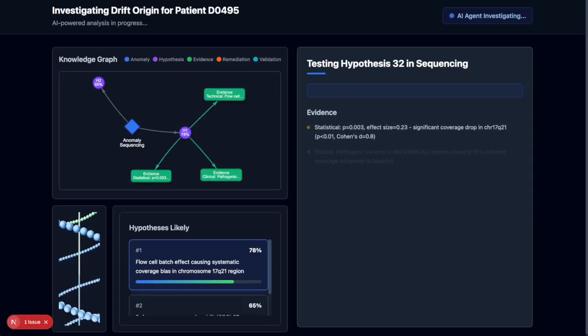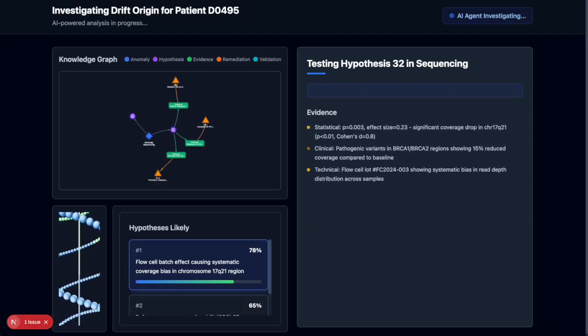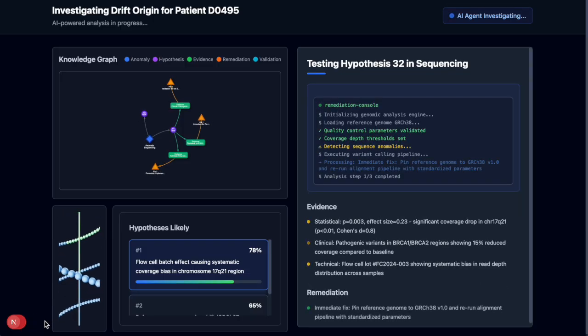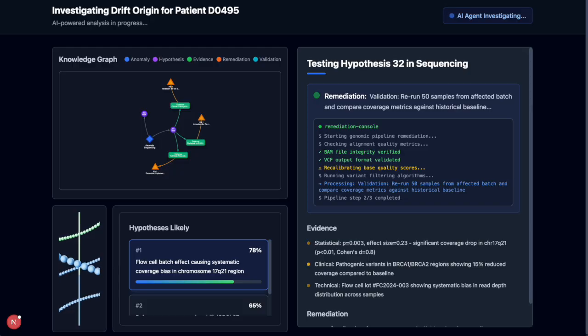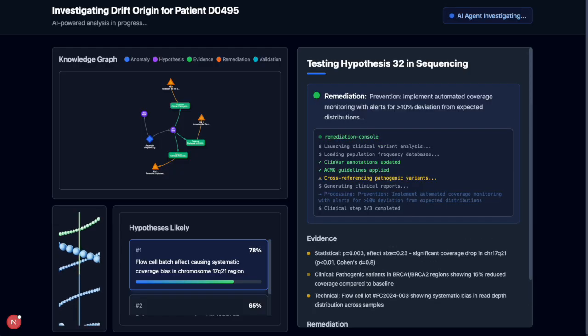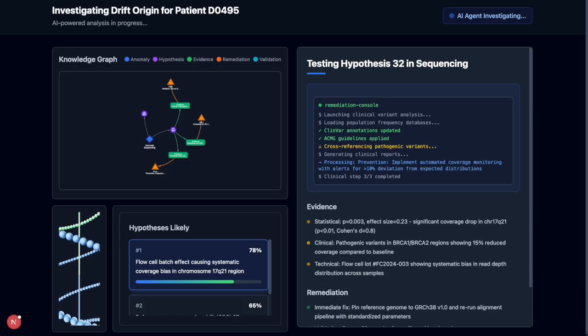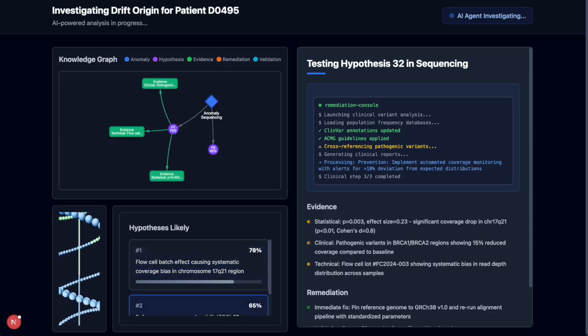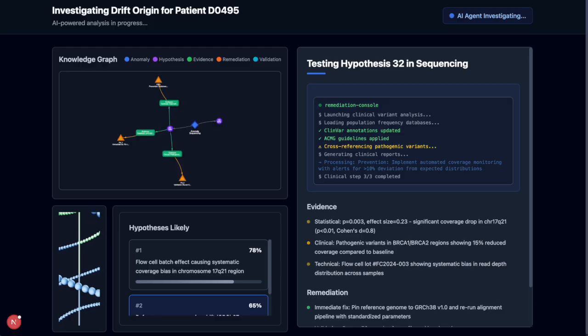Hi, this is GeneScope. Overall, genomic AI pipelines are fragile, and errors from reference drift, code versions, or even annotation mismatches can silently cause wrong results, and this can contribute to wasted trials and, most importantly, patient risk. What GeneScope does is it's an investigator against genomic pipeline drift.